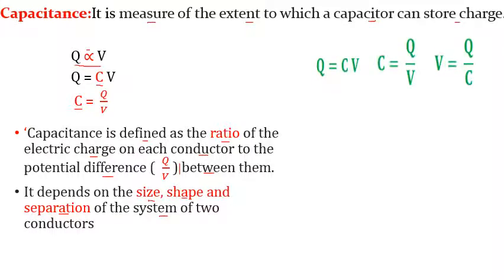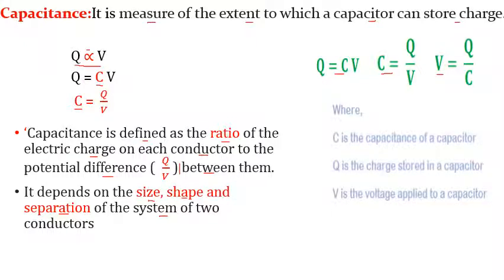You can remember a few forms of this. Q is equal to CV, or C is Q by V, or V is Q by C. Remember, C is the capacitance, Q is the charge and V is the voltage.